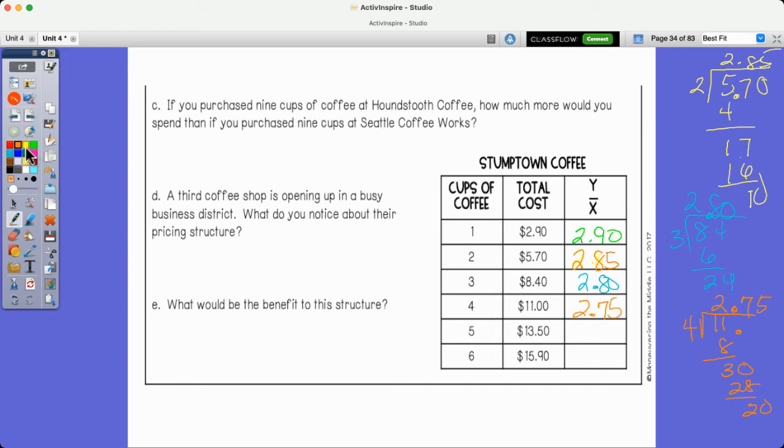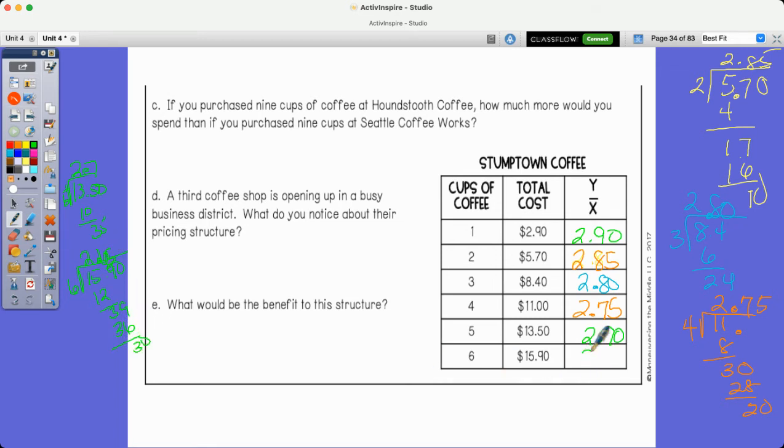Okay, let's try these last two. 1350 divided by 5. 10, 35, 7. Ooh, 270. And then 1590 divided by 6. 2, 12, 39, 6.